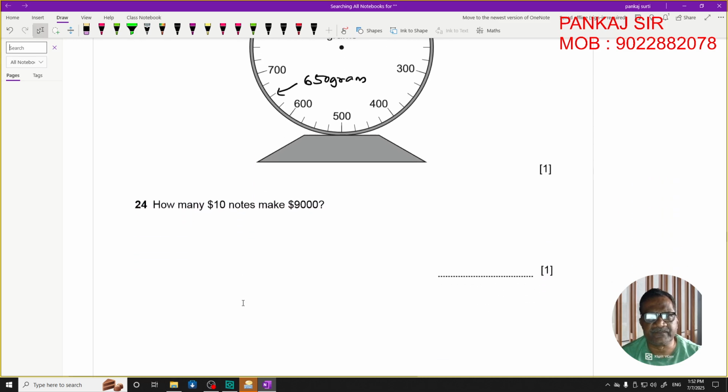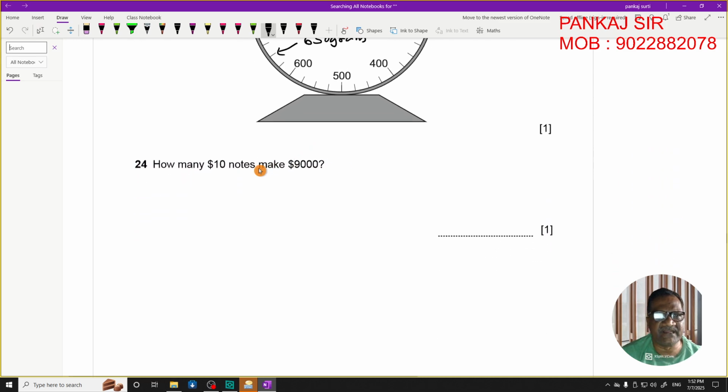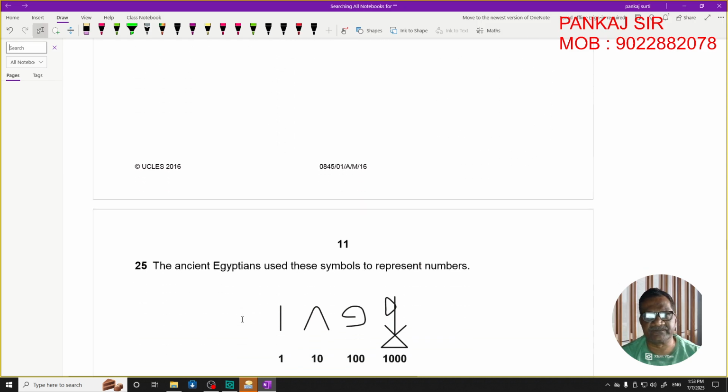Right? Next, how many $10 notes make $9,000? So this is straightforward. $9,000, we divide by 10. This will give you 900 notes. $10 notes, if you take 900, that will amount to $9,000.